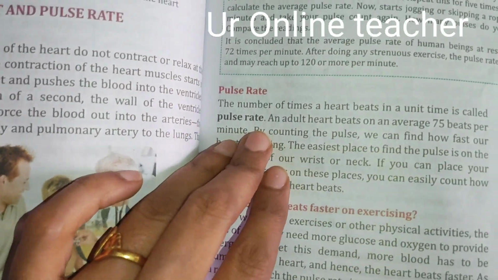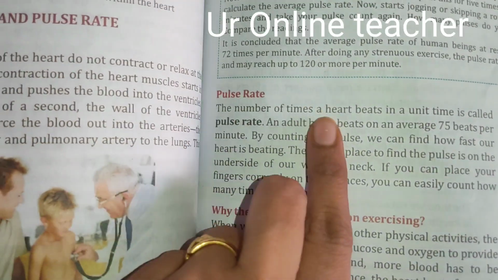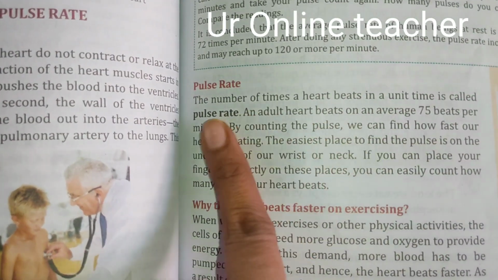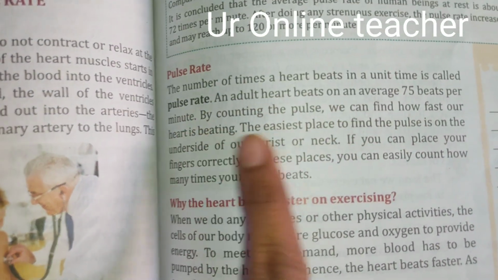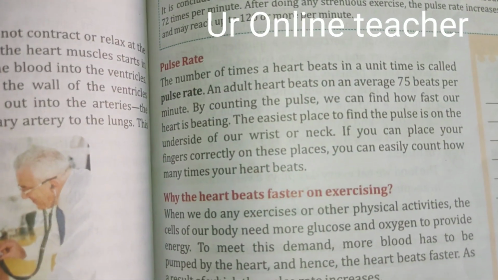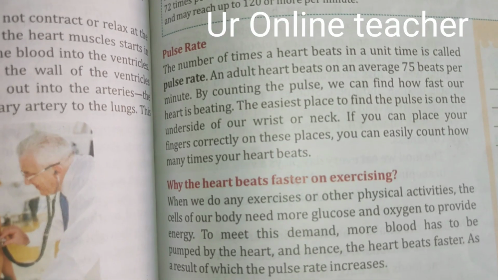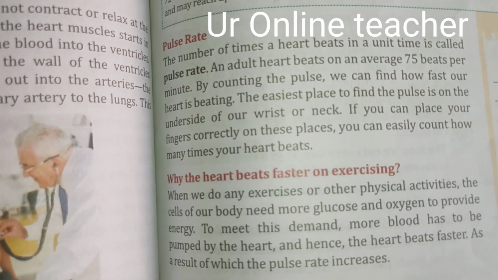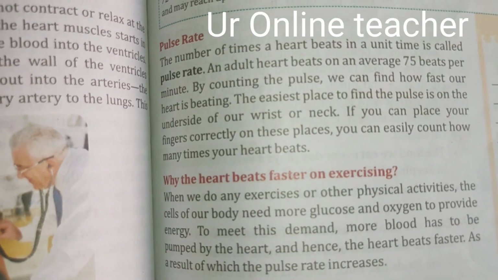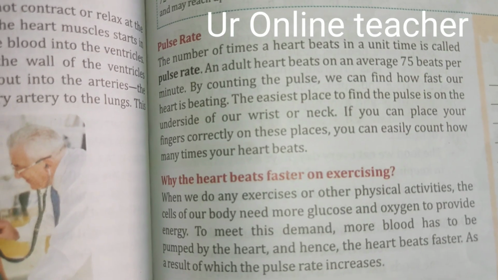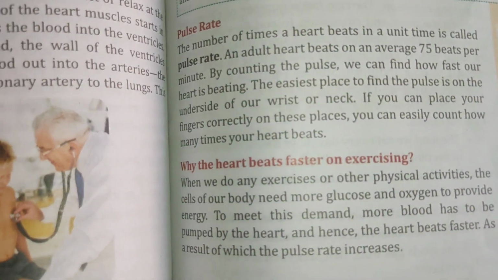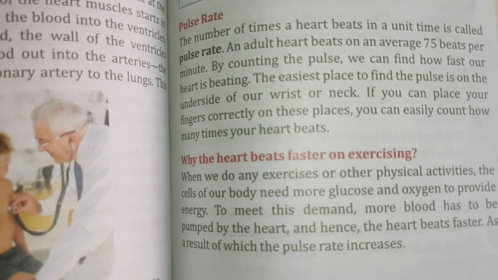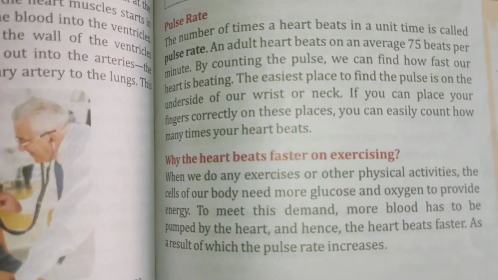Then what is pulse rate? The number of times the heart beats in a unit time is called pulse. An adult heartbeat is about 75 beats per minute. By counting the pulse, we can say how fast our heart is beating. The easiest way is to find the pulse on the underside of our wrist or neck. If we place our fingers correctly on this place, we can count.